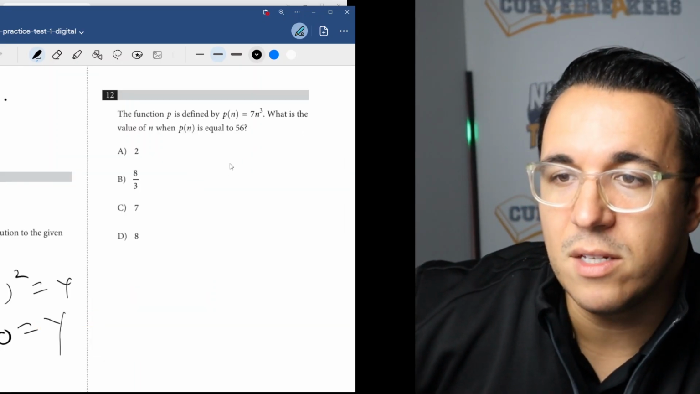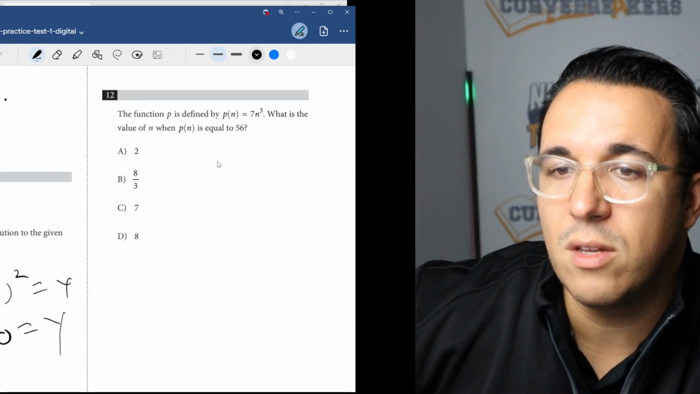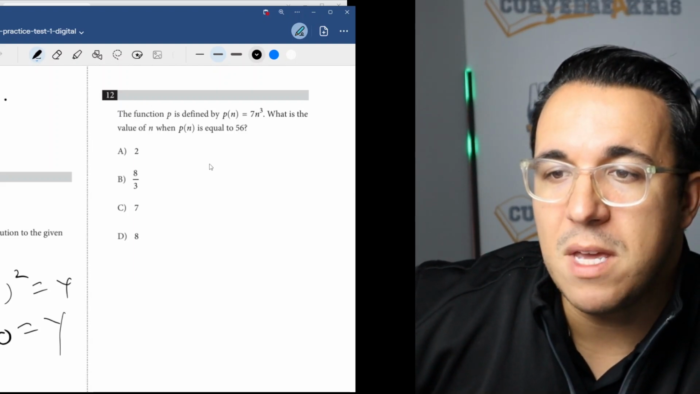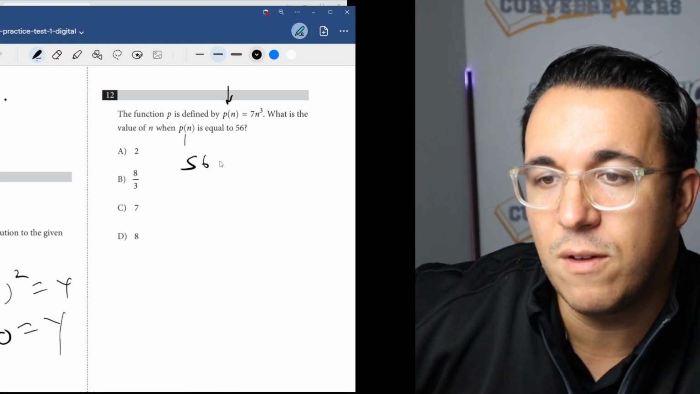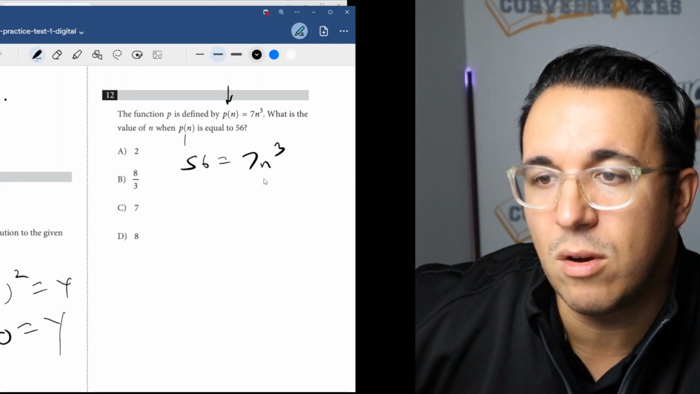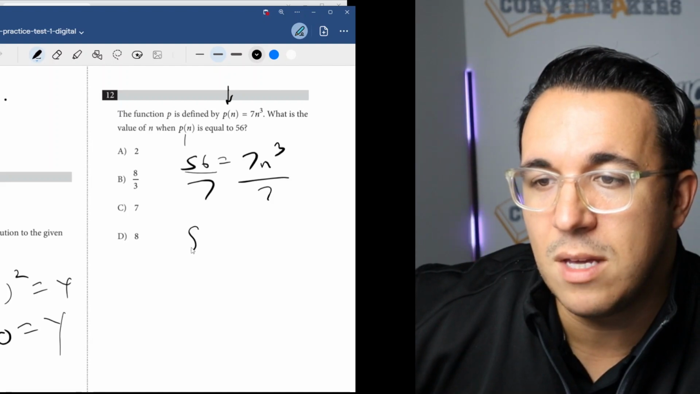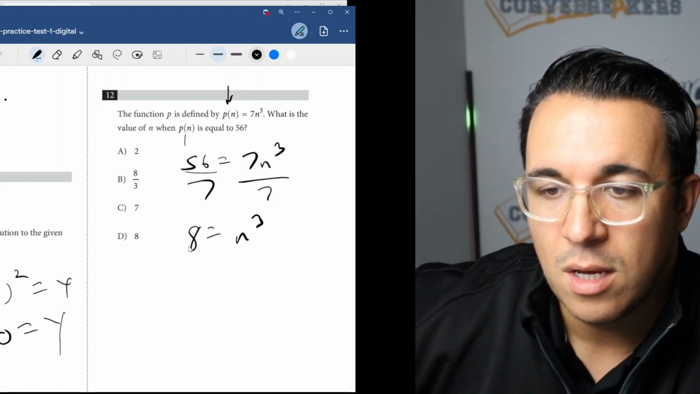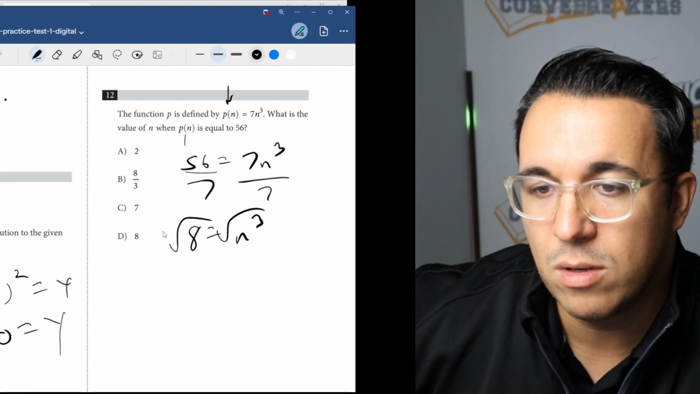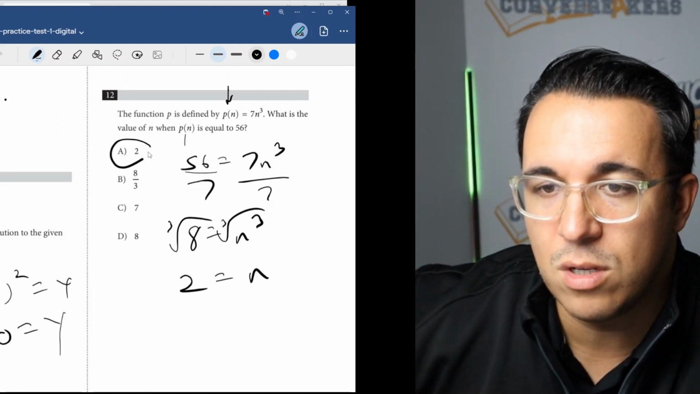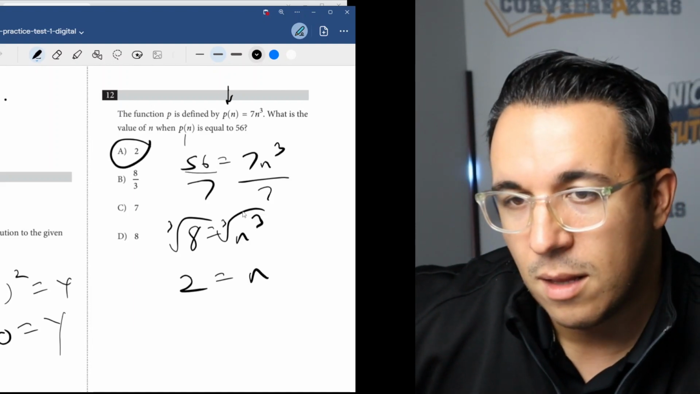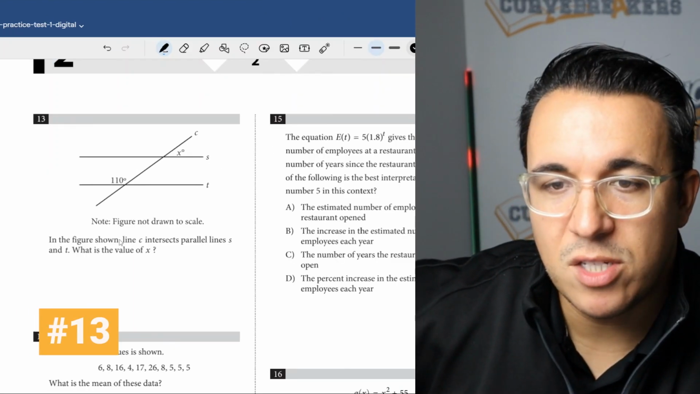The function p is defined. P of n equals 7n to the third. What is the value of n when p of n is equal to 56? So they're saying p of n is equal to 56. We're going to go 56 equals 7n to the third. We're going to divide by 7. So that's going to be 8 equals n to the third. And now we just need to take the cube root. So once again, that's going to be 2 equals n. You could use a calculator, of course, to check that, but I already know that one, so I'm going to go with A. All right, let's take a look at number 13.